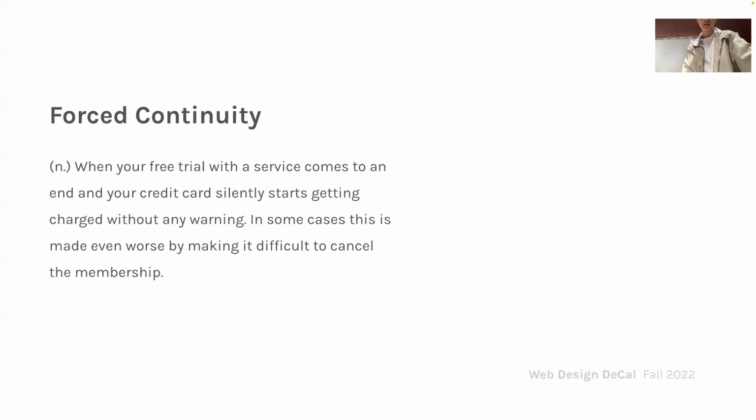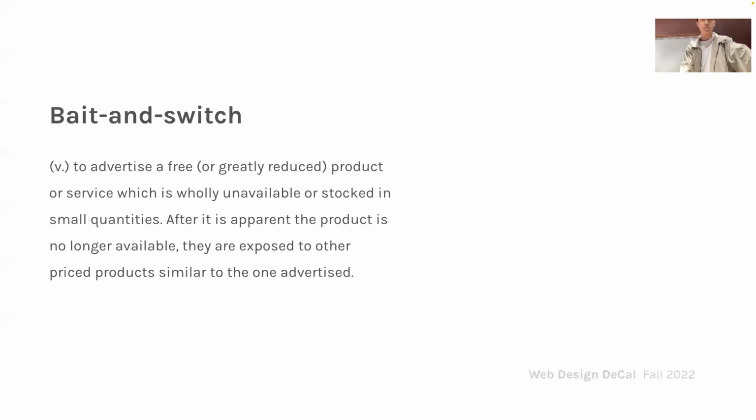Okay. Let's see. Oh, a couple more terms. We have forced continuity. This is a really elaborate way of just saying when you have a free trial for something, later, as a user, you might forget about it and you end up paying a bunch. So that's probably not made super clear to the user, but again, benefits the company's bottom line. And then also bait and switch, another term.